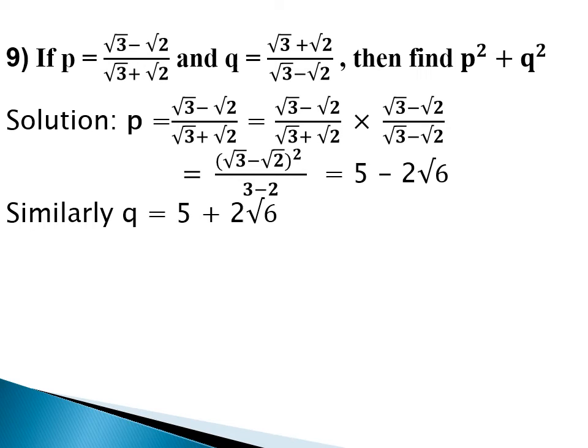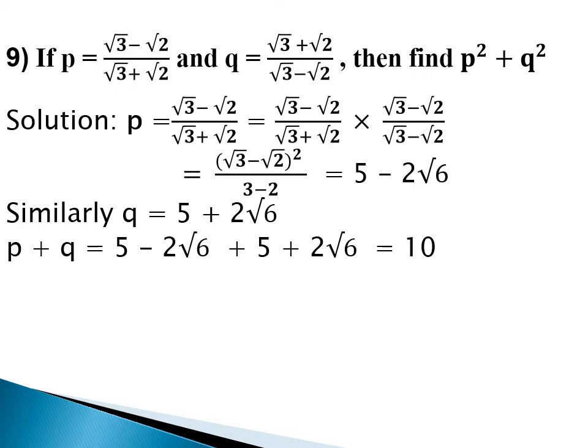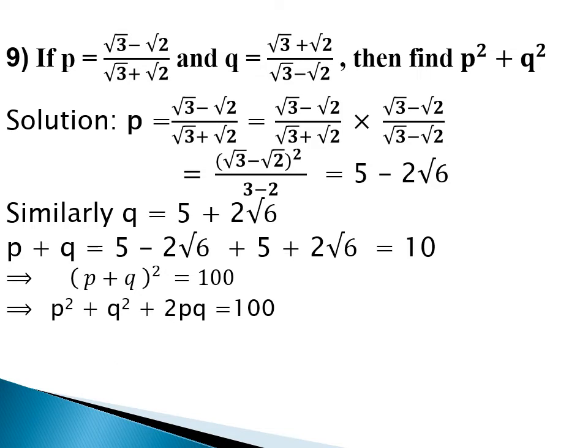So what we should do means, first we will add P plus Q. What is the answer we are going to get there? P value is 5 minus 2 root 6 and Q value is 5 plus 2 root 6. So if you add, the value we are going to get is 10. Now square term is required, we are squaring on both the sides. So p plus q whole square equal to 100. Expand the left side, p square plus q square plus 2pq equal to 100.